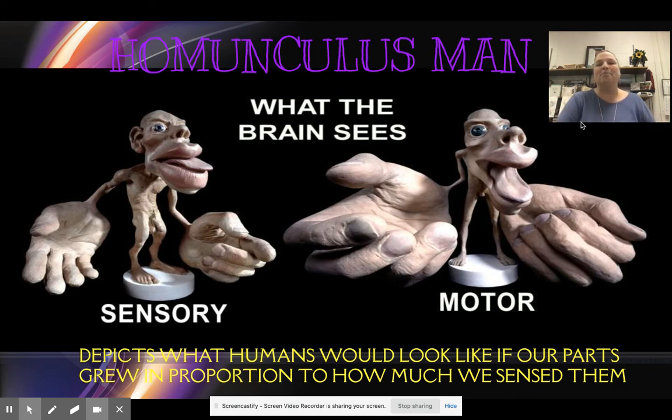Now take a look at your motor stuff, the things that we use the most. Look at how skinny his legs are in comparison to our hands. How much we use our hands all day long. How much we talk or eat or chew. Our mouth is really big, our nose, our eyes, and the rest of the body is tiny. Isn't that funny?